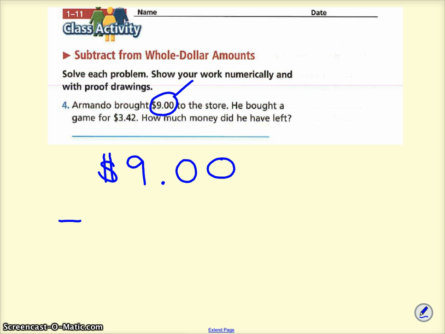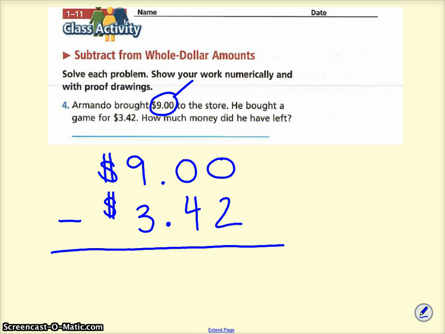Armando brought $9 to the store. He bought a game for $3.24, so I'm going to do some subtracting. $3. Keep that decimal point right underneath the other decimal point. And just like before, I am going to have to ungroup starting in the hundreds place. If I take $1 away, I'm left with 8. I give that $1 to the dimes, or to my tens place, I will have 10 dimes.